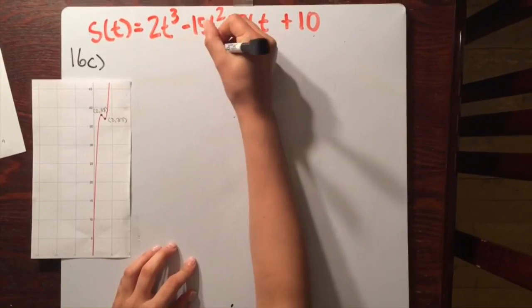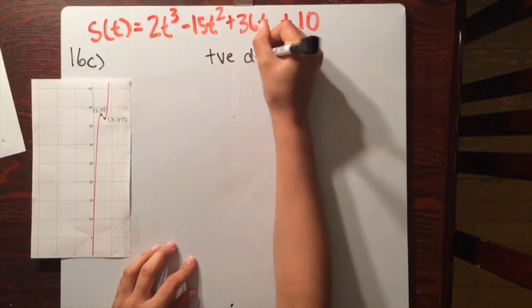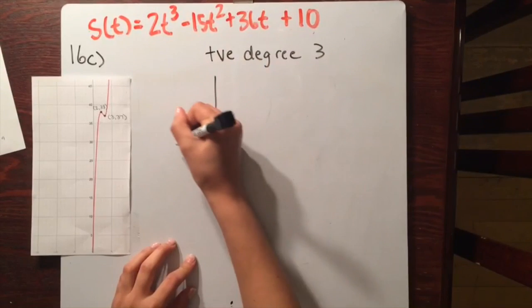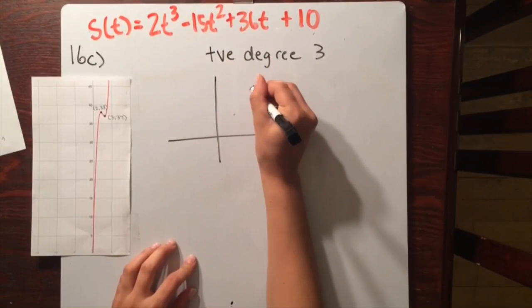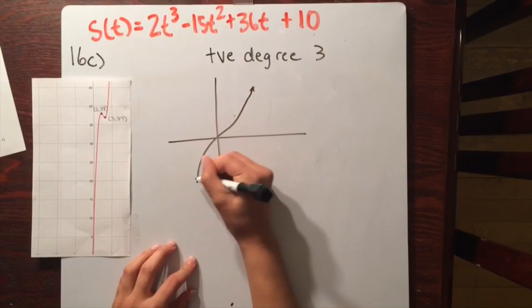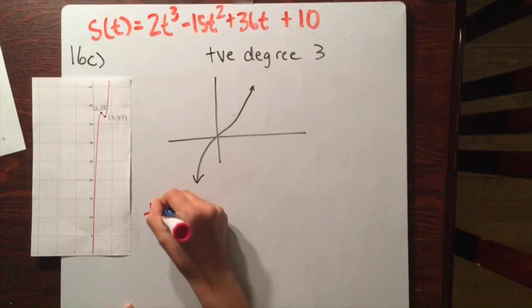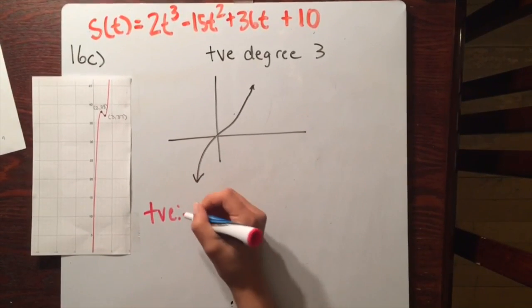In 16C, we need to find when the object is moving in a positive direction and a negative direction. We know the turning points (2, 38) and (3, 37) since we just solved for them in Part B. This function being degree 3, we know that it follows the basic cubic function, just for guidance. By placing a pencil on a point on the graph, we can ensure the slope is positive.